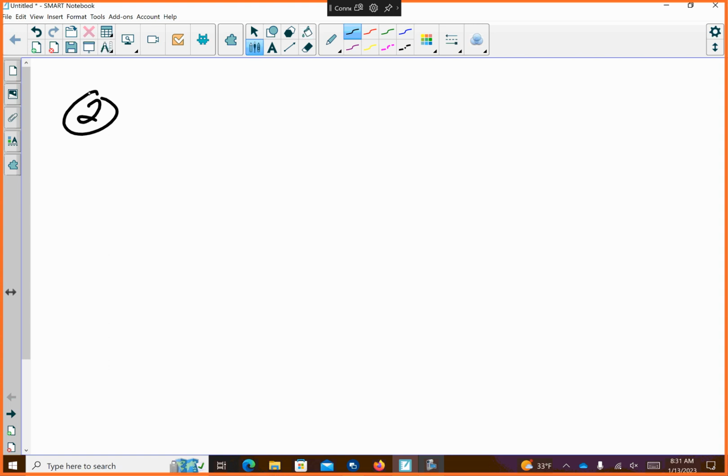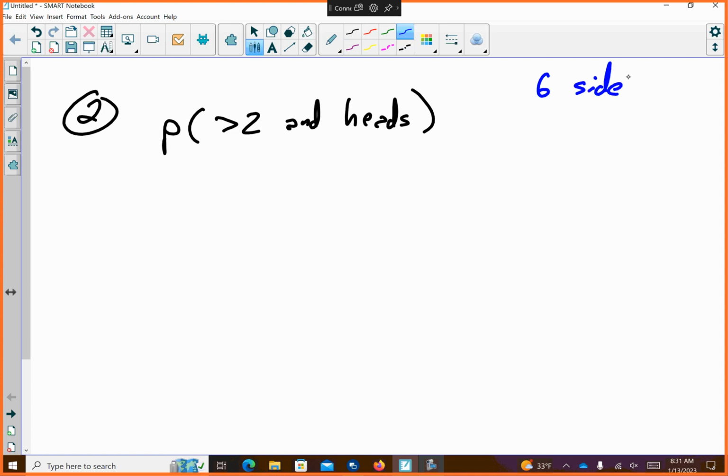And let's do the and first. Probability of greater than 2 and heads. Okay, so it's a 6-sided die. So greater than 2 is 3, 4, 5, 6. So you have a 4 in 6 chance of rolling greater than a 2. And a heads. A heads is 1 of 2 outcomes, so times 1/2. So that's going to give me 4 out of 12. You could leave it like that, or you could reduce it to give you 1/3.